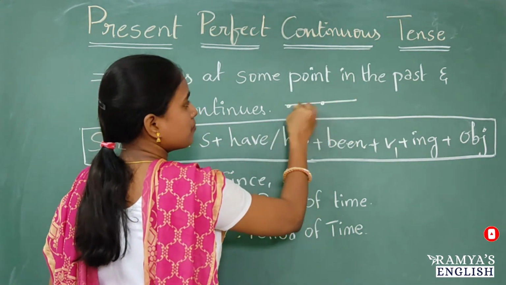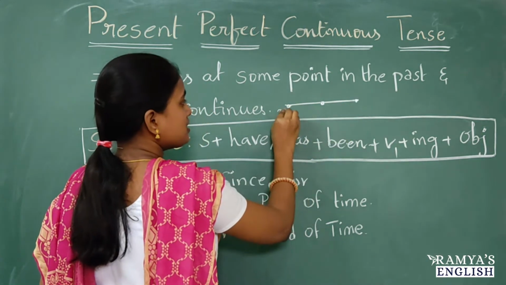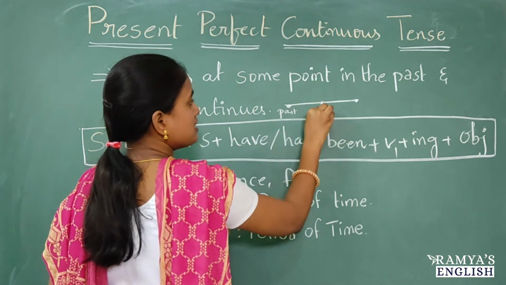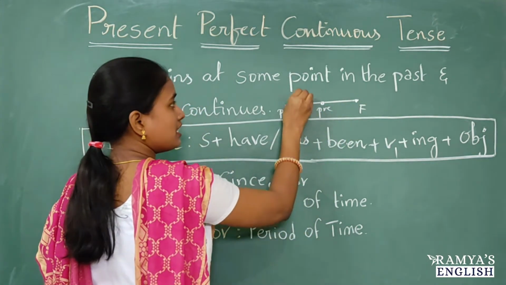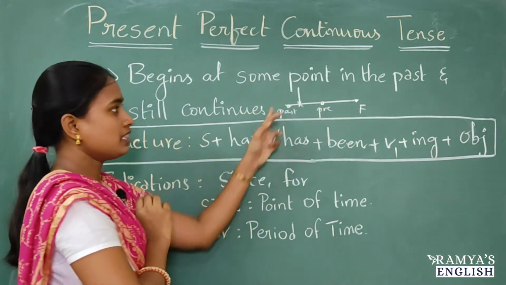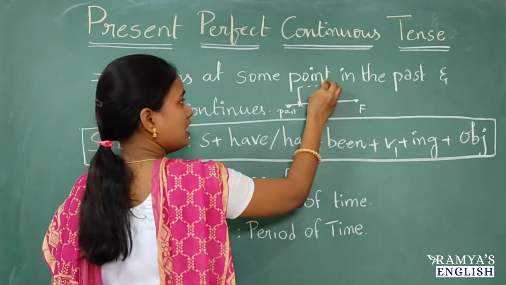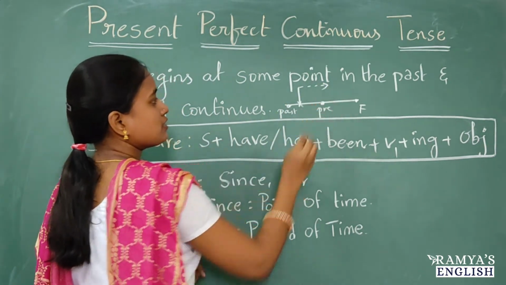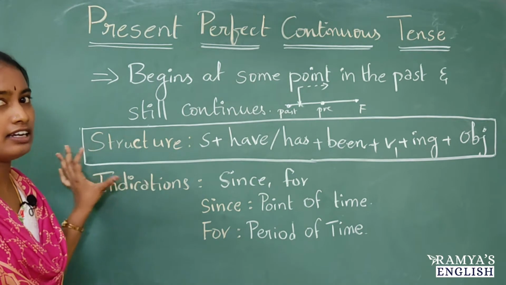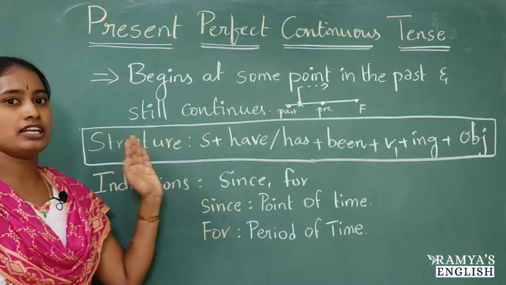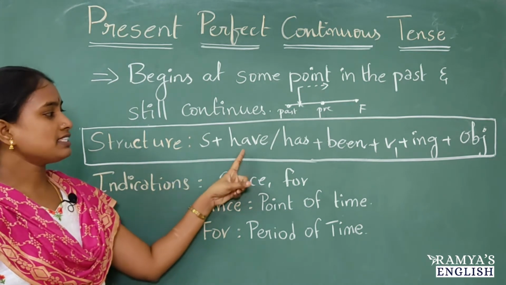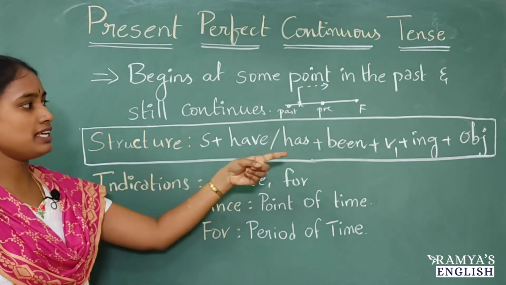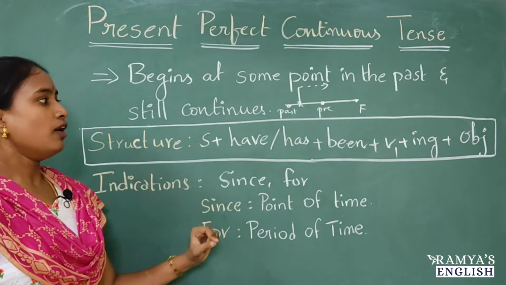Let's say for example this is a timeline. This is past, this is present and this is future. So that action starts at some point of time in the past and it still continues in the present also. So that is the definition of present perfect continuous tense. And coming to structure: subject plus have or has plus been plus V1 plus ing plus object.